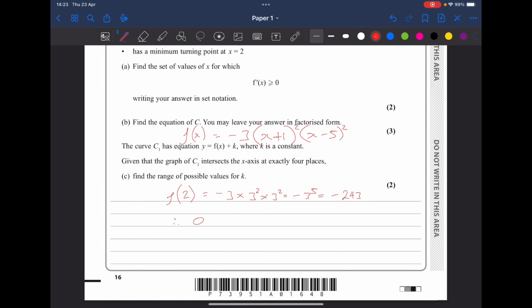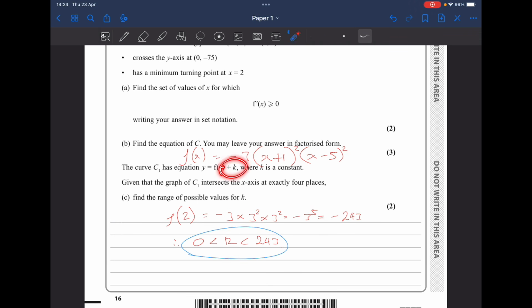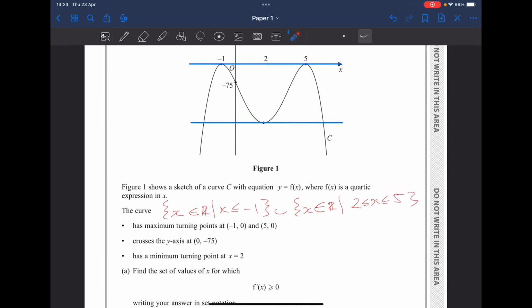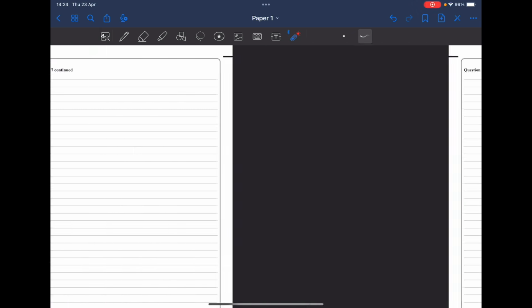So k must be bigger than 0 and less than 243. Just make sure that's all the right way around because we're moving up. K, yeah. K should be positive to move up. It is positive there. We move the graph up to that line. It's all good. Lovely, jubbly. Let's keep going.